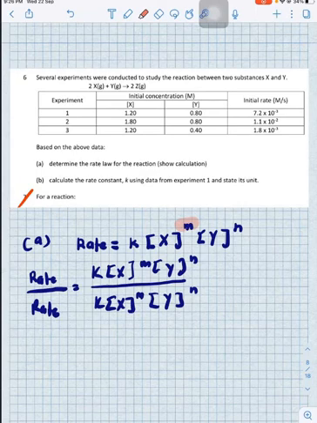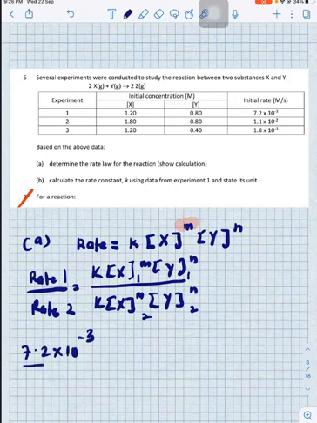Okay. So you all nak buat 1 bahagi 2 ke 2 bahagi 1? Tengok dekat rate. 1 bagi 2. Yes, 1 bahagi 2. So this is from 1, this is from 2. So gantikan dah. Experiment 1 it is 7.2 times 10 to the power of negative 3, bahagi dengan 1.1 darab 10 kuasa negatif 2. Okay. Equals to K from experiment 2 kita punya X adalah 1.8.